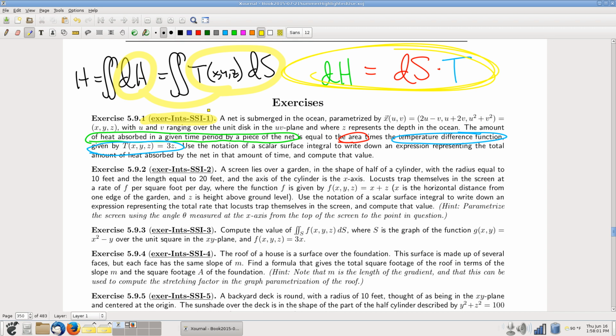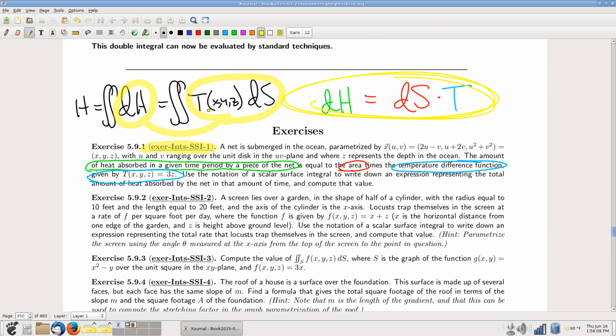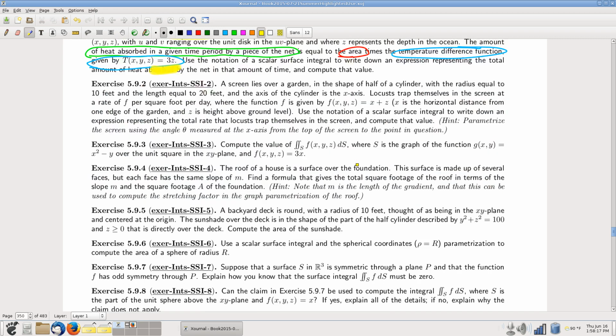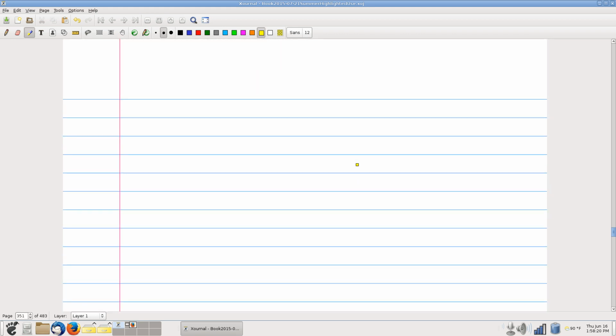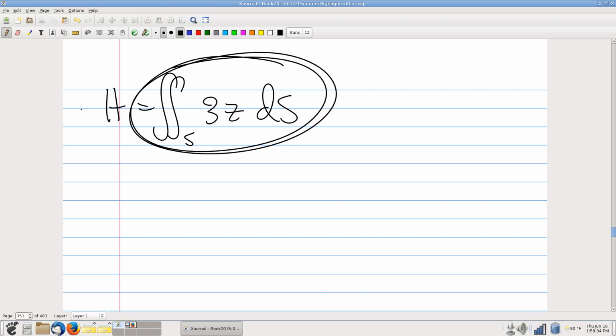I got to that point, but I didn't know where I'd go from there. Oh, okay, yeah, cool. All right, very good. Well, no problem. It's a matter of writing it down at this point. We've got this temperature difference function is 3z, and it's area times that. So we're going to have a double integral over the surface of 3z dS. Now, the way we compute scalar surface integrals is we parameterize the surface.